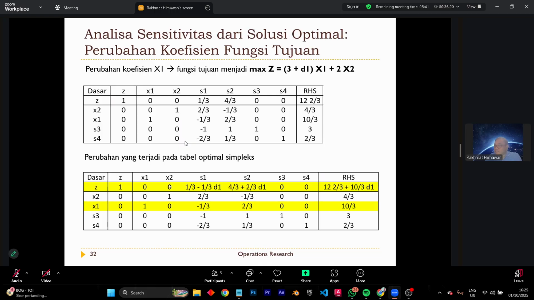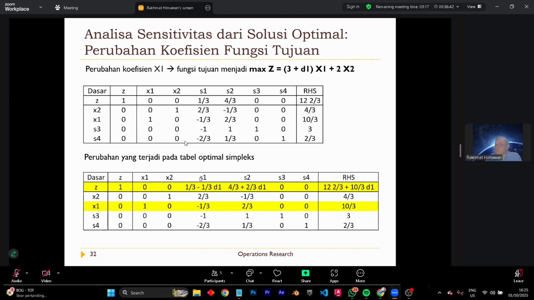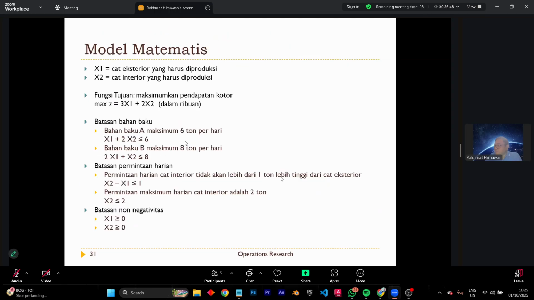And for the maximization, all of these should be 0 or greater than 0. So everything here should be greater than or equal to 0, same as previously. The first is the coefficient of S1, then the coefficient of S2, and this is the right hand side, or the revenue.